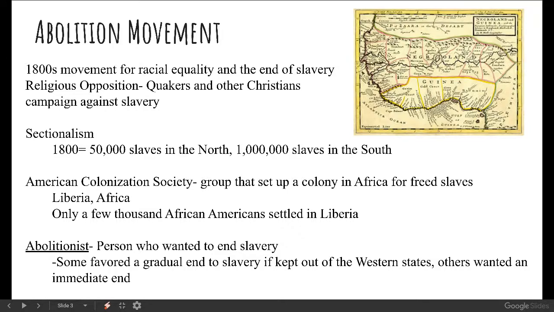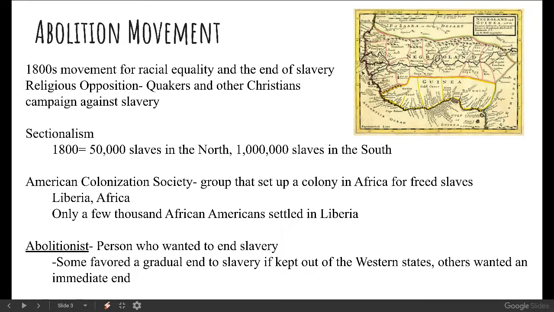We also have a lot of sectionalism associated with this movement. In 1800, there were about 50,000 slaves in the North, while in the South we had about 1 million slaves. So this is going to become a sectional issue as well, where we have the North overall against slavery and the South overall in favor of slavery. And eventually, there won't be any slaves in the northern states.